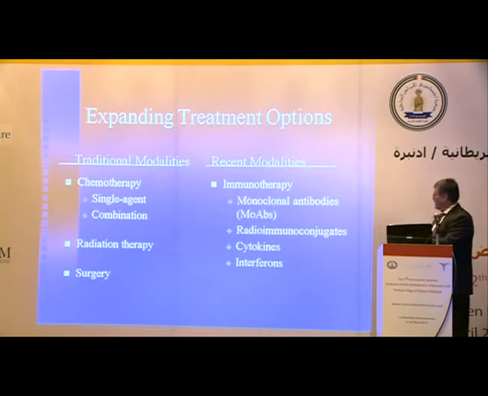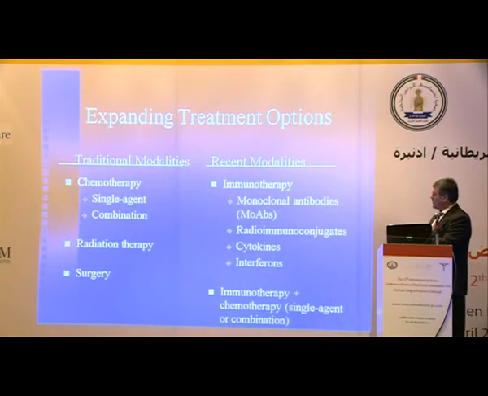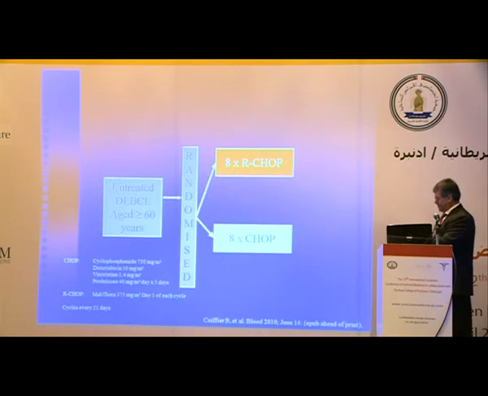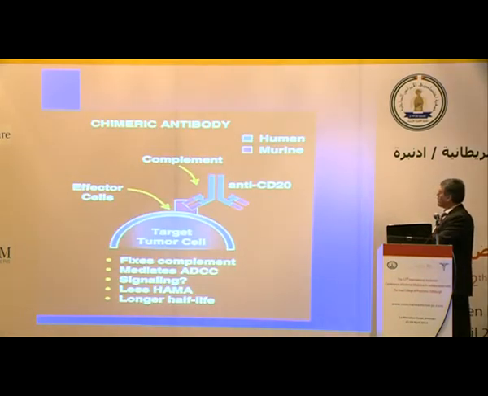Regarding the recent modalities, we start to add immunotherapy, particularly monoclonal antibodies, and the most important monoclonal antibody is rituximab, which is called MabThera. Also radioimmunotherapy, cytokines, as well as interferon. Sometimes we combine chemotherapy with immunotherapy. As I told you, the most important drug we are using is rituximab, a chimeric antibody. It will stick to the effector cell that has anti-CD20, and we use it as a target. Tumor cells can fix the complement and mediate the reaction.